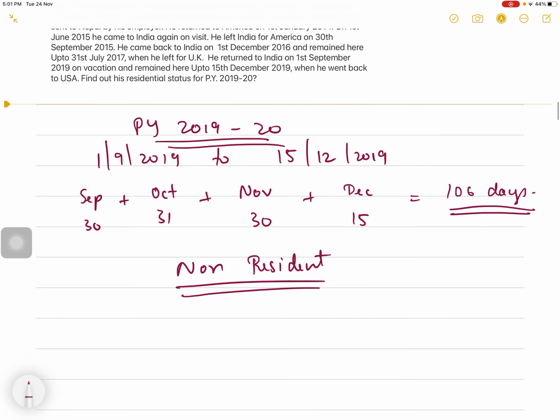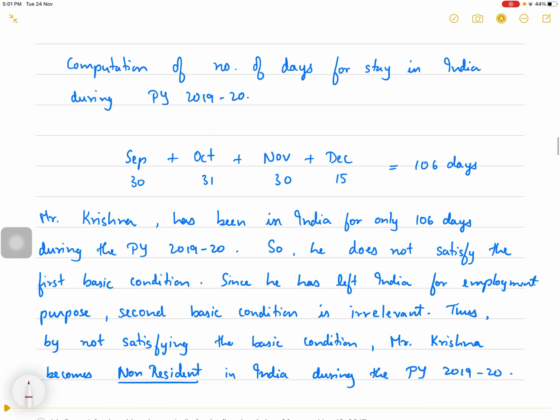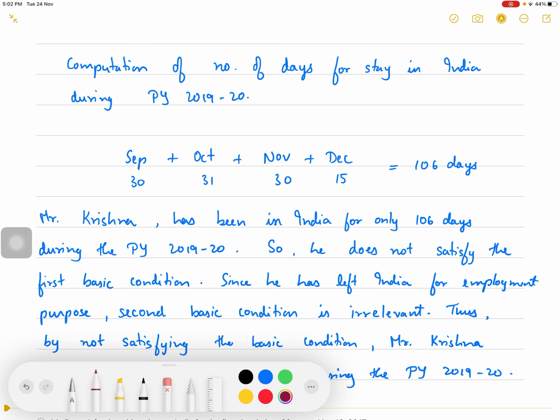Okay, so I've already written the answer. This is the way you will be writing in your exam. Computation of number of days of stay in India during the previous year 2019-20, it comes to 106 days. Mr. Krishna has been in India for only 106 days during the previous year 2019-20, so he does not satisfy the first basic condition. Since he left, oh sorry, no, this answer is not correct. I'm so sorry.